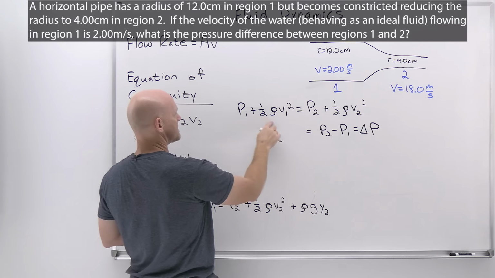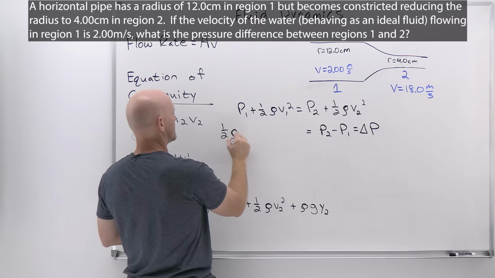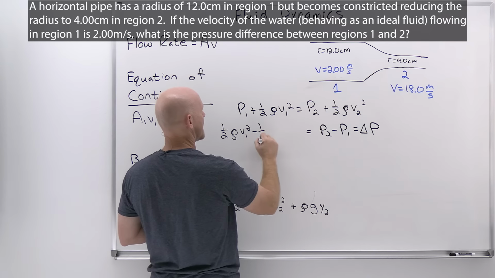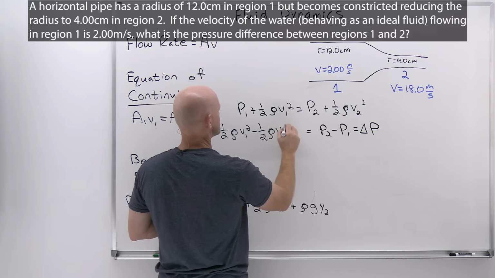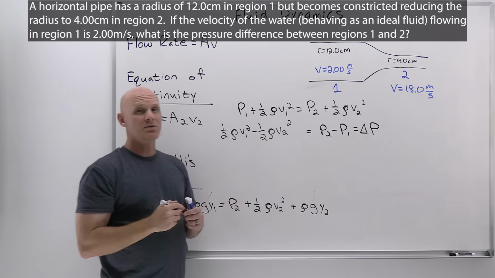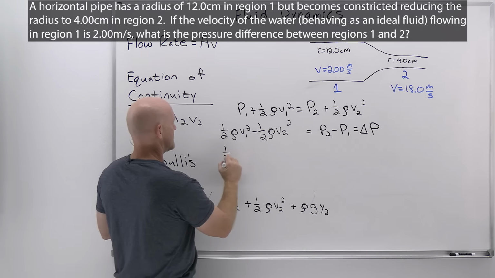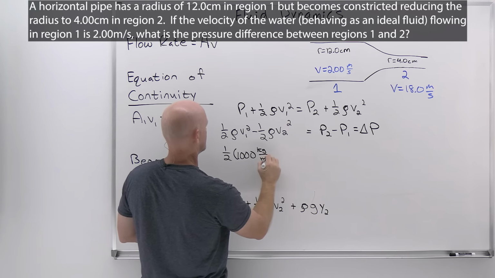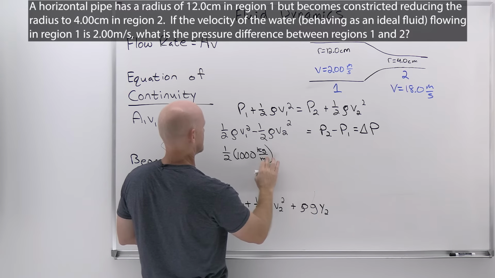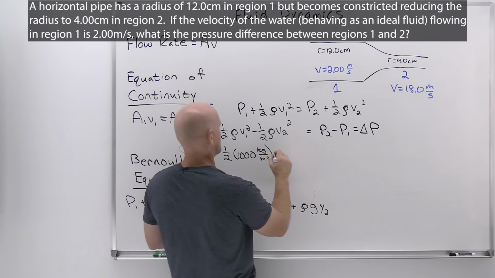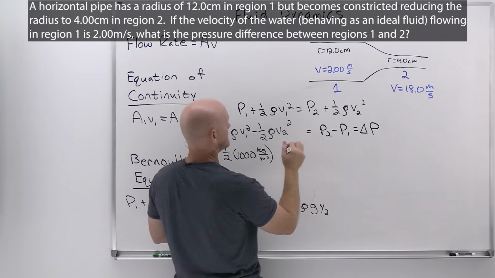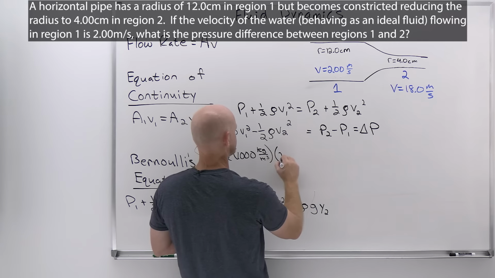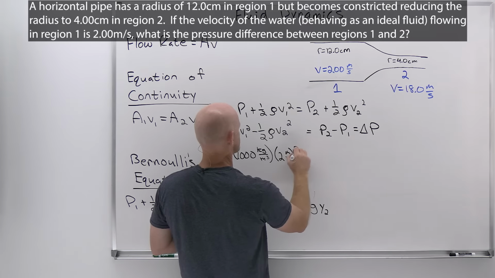And so we're going to be left with the 1/2 rho V1 squared minus, bringing this term to the other side, 1/2 rho V2 squared. And we know all the numbers now. So we know the density of water is 1,000 kilograms per meter cubed. And then times the velocity. And in this case, the velocity in region 1 was the 2 meters per second. Got to remember to square that term.